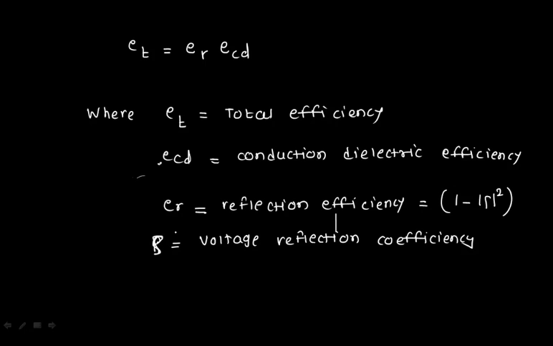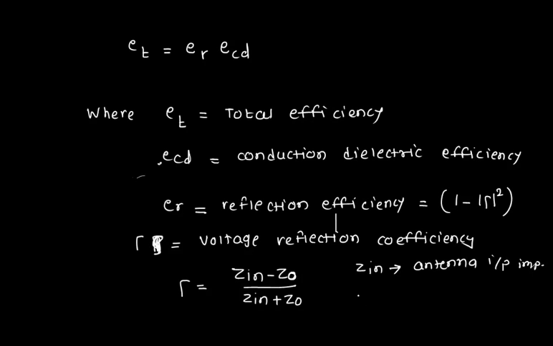I'll represent it with the rho only. If I am going to use this as tau, it will be Z in minus Z0 divided by Z in plus Z0, where Z in is your input impedance and Z0 is the characteristic impedance. So I can say Z in is nothing but the antenna input impedance. The load you are using here is nothing but the antenna. So this particular is nothing but the antenna input impedance, and Z0 is nothing but the characteristic impedance of the transmission line.